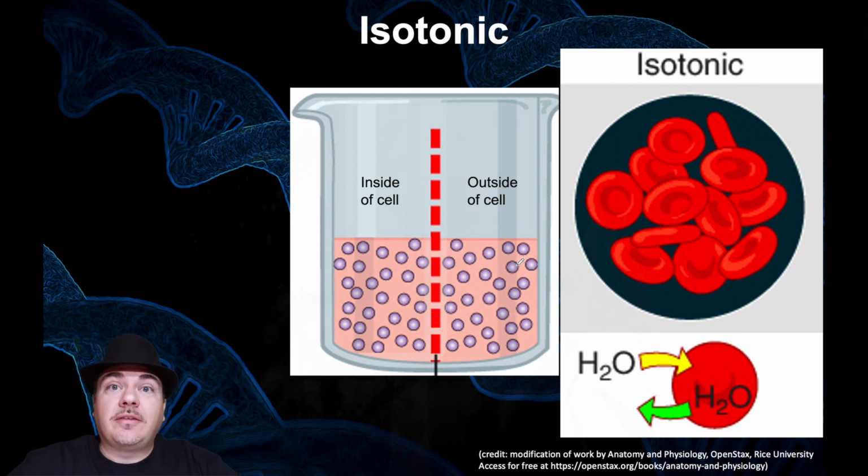So an example of an isotonic solution is your red blood cells. Your red blood cells are inside your bloodstream. Well, there are things dissolved inside your red blood cells, and there's also stuff dissolved inside your bloodstream. The concentration of the solute inside your red blood cells is equal to the concentration of the solute inside your bloodstream, so there's no net movement of water into or out of your red blood cells. So that would be an isotonic solution, equal solute concentration.